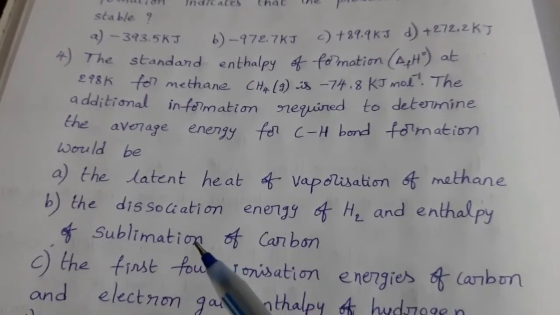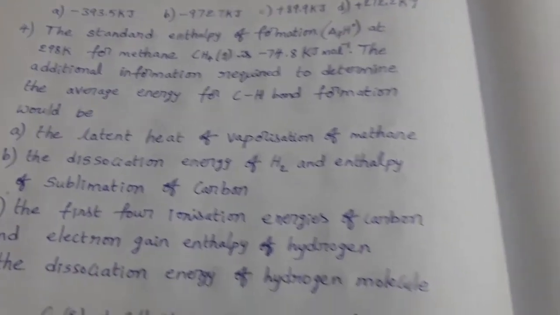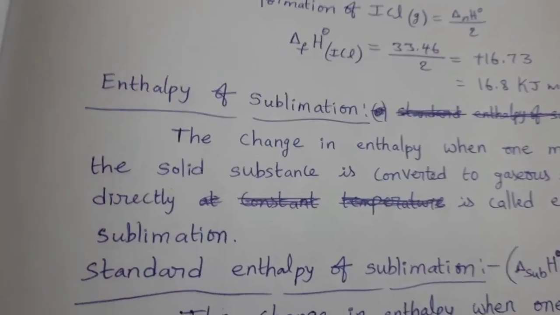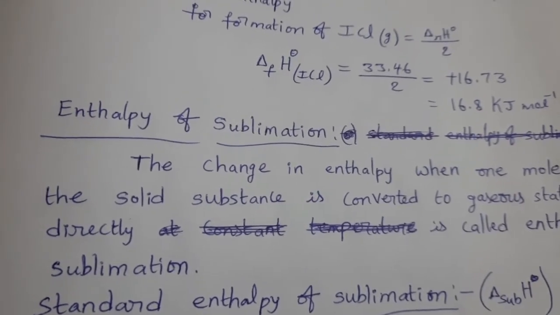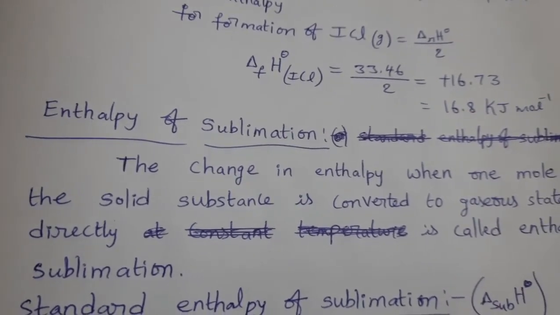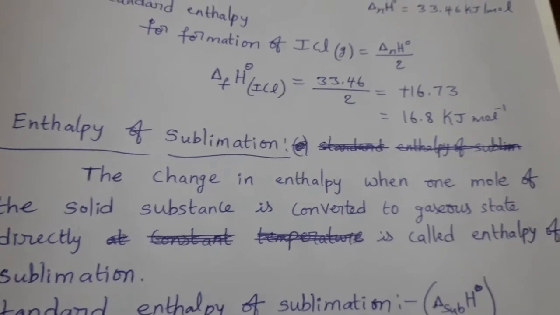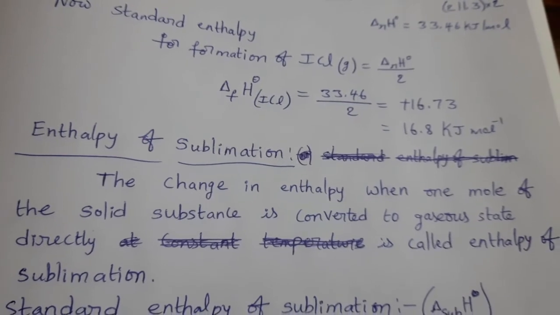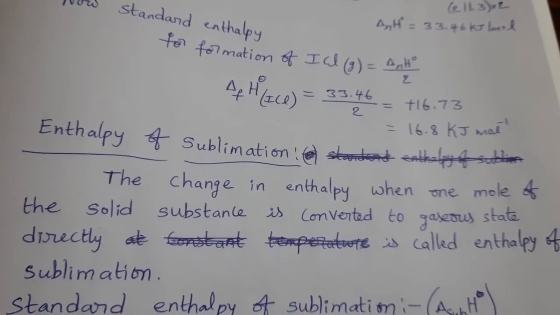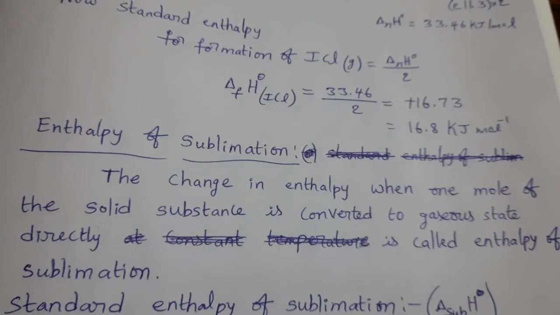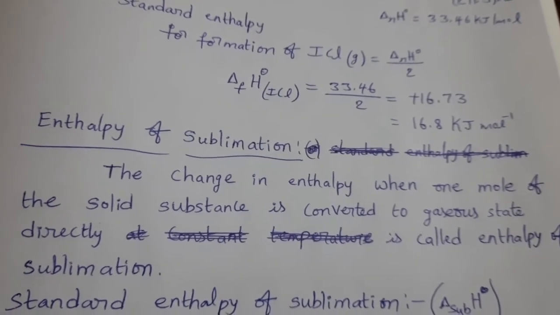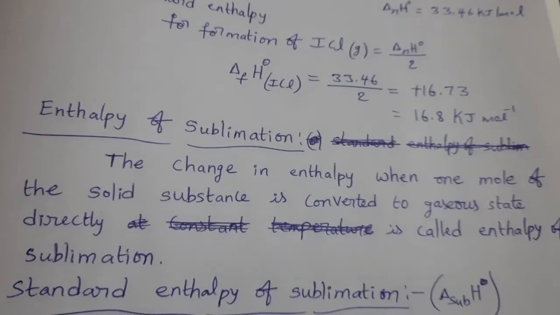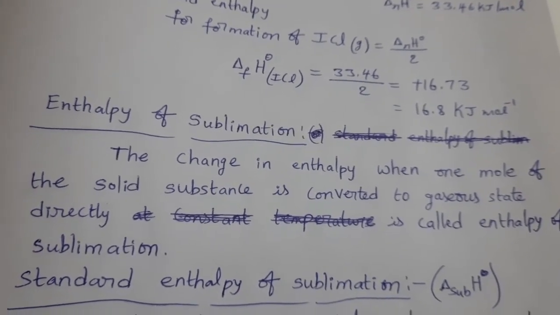Now, see this enthalpy of sublimation. What is this? Sublimation process. Already we know that a solid substance is changed to gaseous state without passing through liquid state. That is called sublimation. Here, enthalpy of sublimation means the change in enthalpy when 1 mole of this solid substance is converted to gaseous state directly. A solid substance directly changed to gaseous state, 1 mole of this substance, that is enthalpy of sublimation.